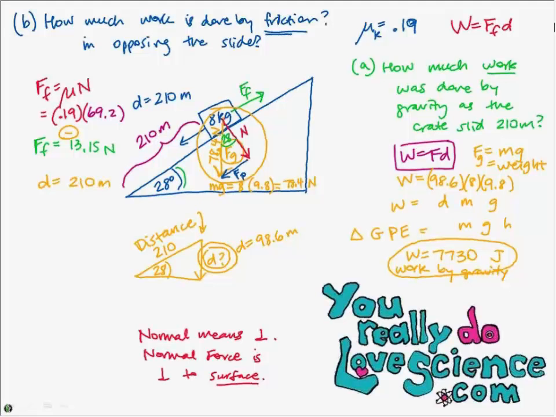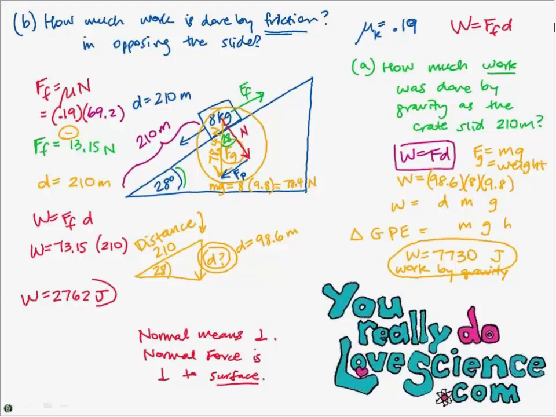Not that it's doing less than zero, it's just doing work in a different direction than the motion. Okay. So we're going to say the work done by friction is work equals force of friction times distance. So the work done is going to be that negative 13.15 newtons times 210. Yeah, 210 is how far it went. Okay. All right, let's multiply by 210. 2762. And what's the unit? Joules.